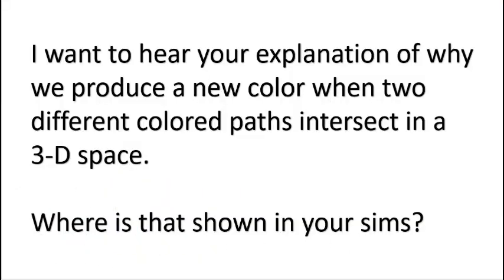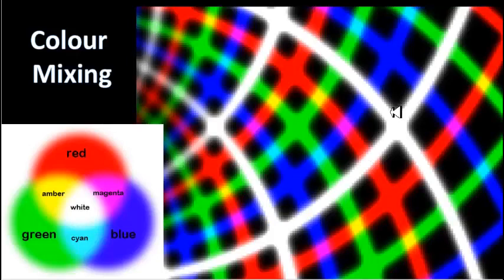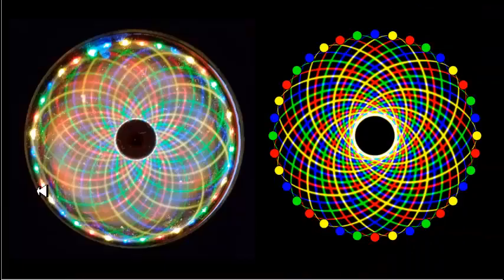Where is that shown in your Sims? Of course, this is shown in the Sims. This is the way the simulation works. This is not a wireframe, not some 3D model. This is actually a projection, as I think I said earlier. This is a picture of what the camera sees, what the eye sees. This is a simulation of what the camera would see and what the eye would see.